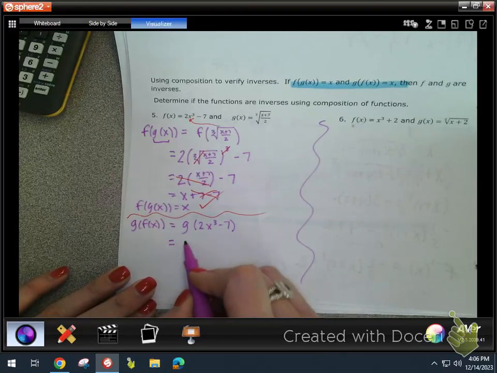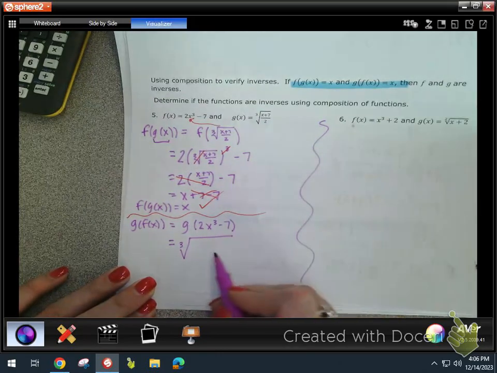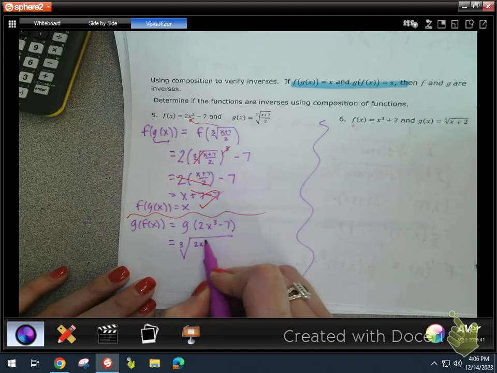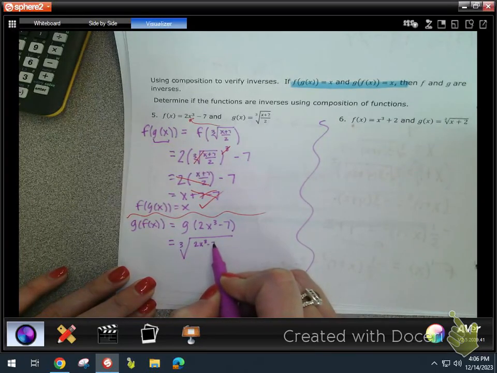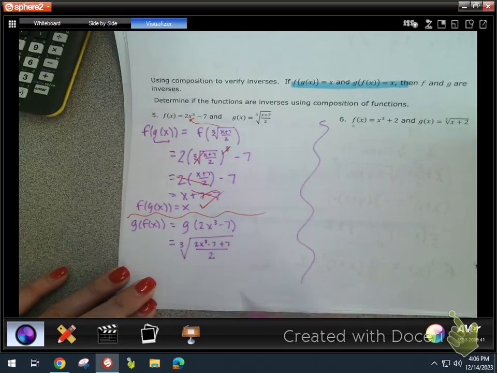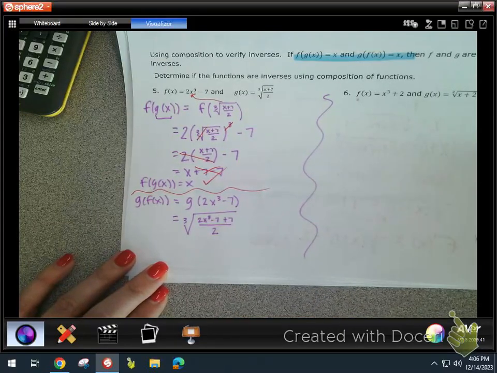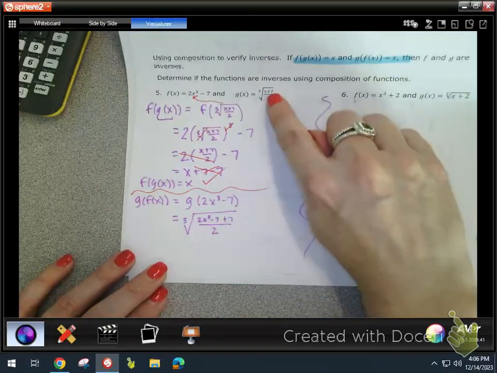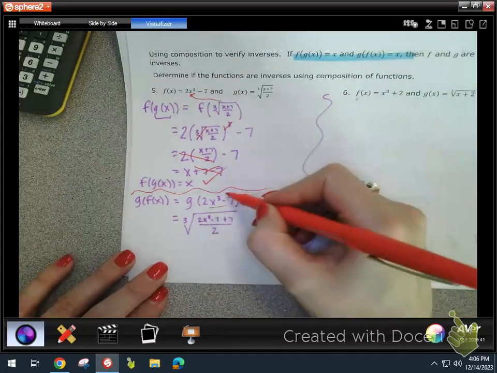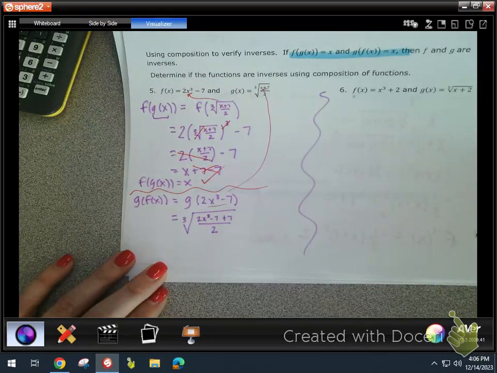Well, function g is the cube root of your input, which is now 2x to the third minus 7 plus 7, all over 2. Why do you have the plus 7? Because right there, it's plus 7. You are putting this right there. So that's f of x. Okay, I get it now.